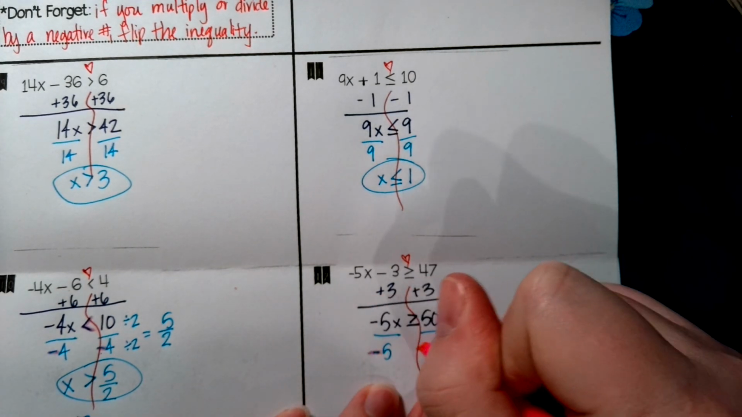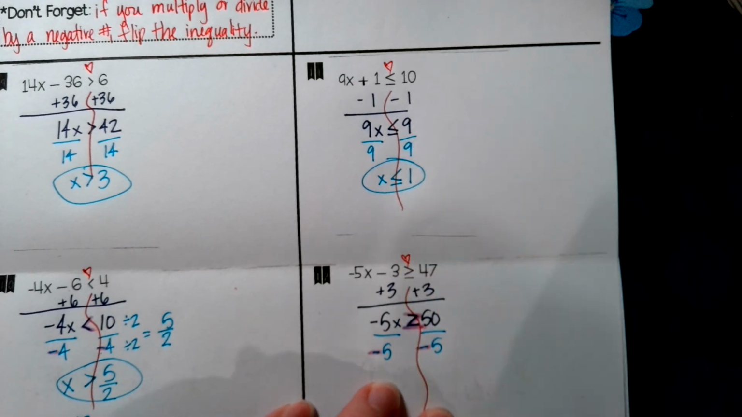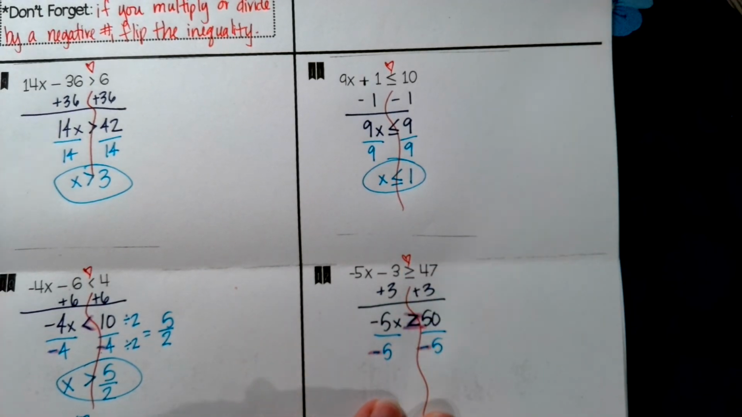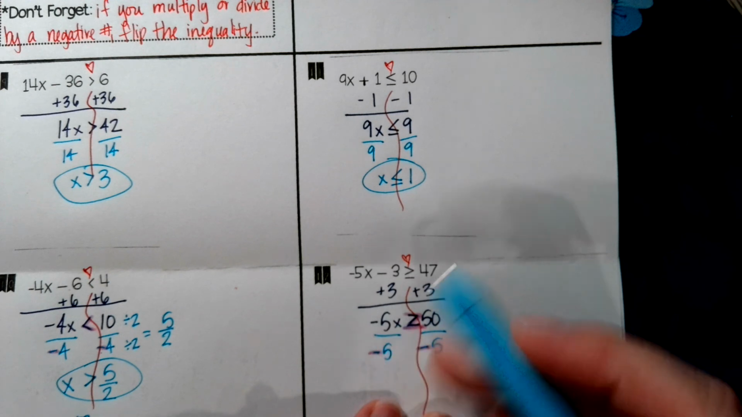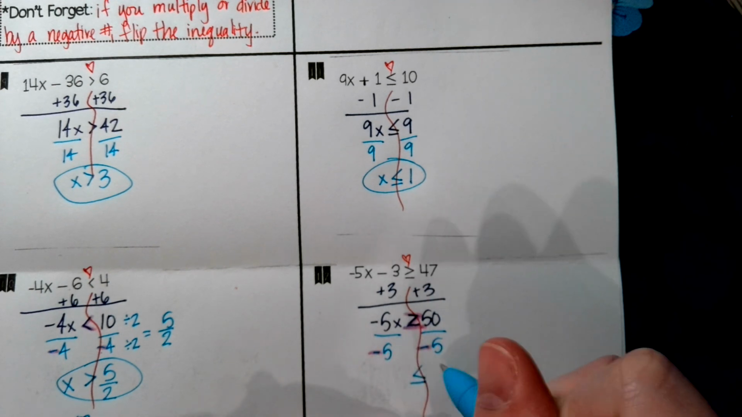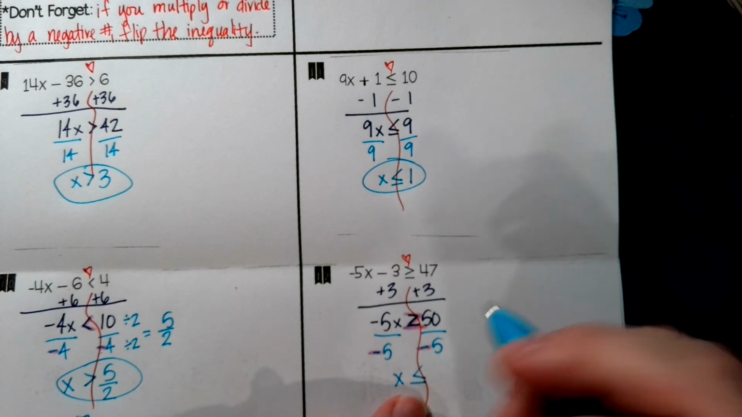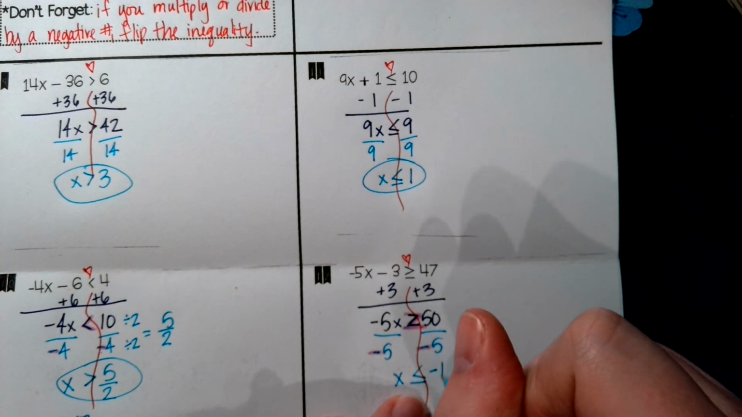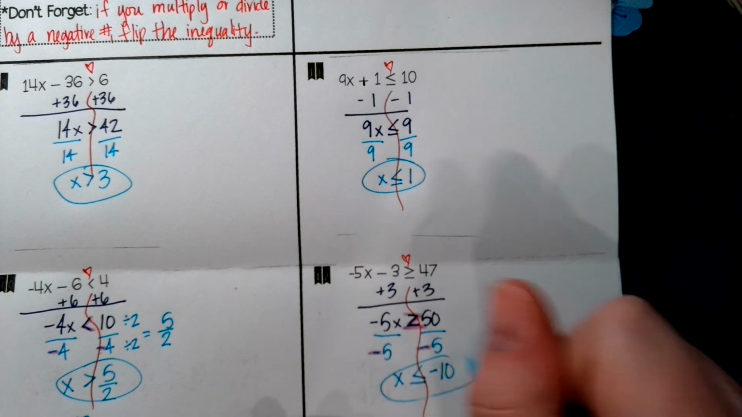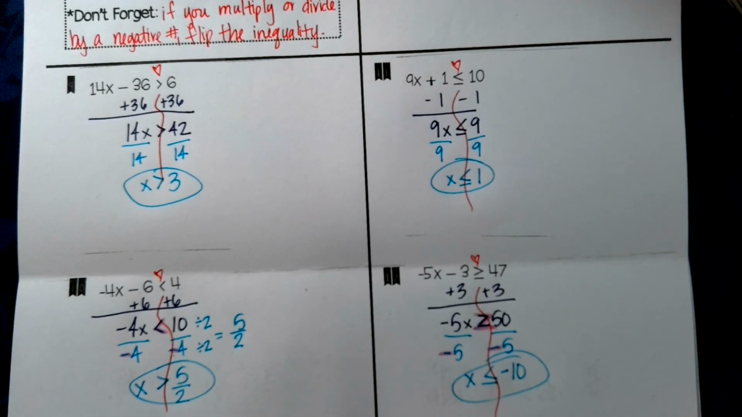You know what you gotta do. If you multiply or divide by a negative number, you need to flip the sign around. So my sign was facing the left. Now I need to flip my sign, it needs to face the right. So we get x is less than or equal to negative 10.